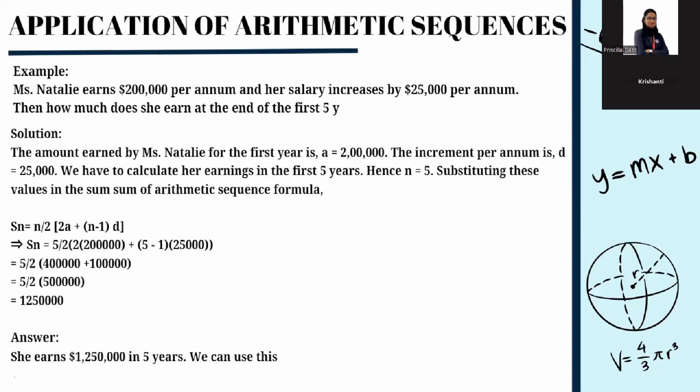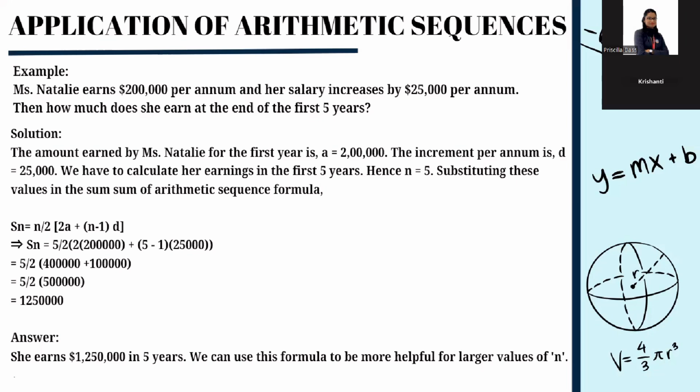So let's look into another question. Miss Natalie earns $200,000 per annum and her salary increases by $25,000 per annum. How much does she earn at the end of the first 5 years? Let's not get confused yet, and let's list down everything. The amount earned by Miss Natalie in the first year is $200,000. The increment, which is the difference, is $25,000. We have to calculate her earnings in the first 5 years, hence n equals 5.